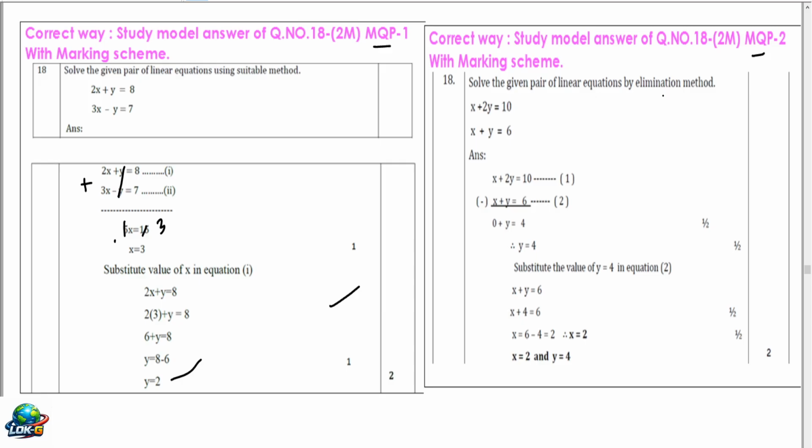Then solve the given pair of equations in model question number 2. Again, observe, the sign is the same. Therefore, you are subtracting, so the sign changes to minus. x cancels. 2y - y is y. You get 10 - 6 is 4. Therefore, y = 4. For this, you will get 1 mark. Substitute y = 4 in equation 2, sorry, x + y = 6. x + 4 = 6. You put 6 - 4 is 2. Therefore, x = 2 and y = 4.